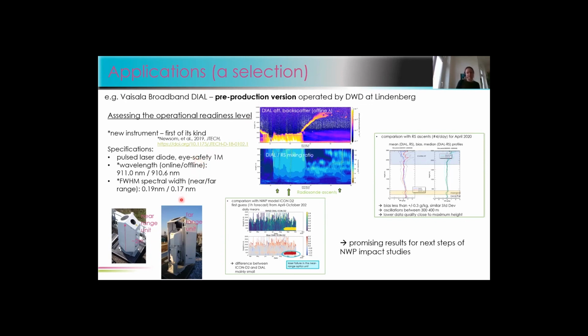So from the technical point of view, it's really easy to mount, and there's less to maintain. It's fully automatic running, and it shows really promising results in several senses, like it captures, for example, subgrid scale meteorological phenomena. It shows a really good comparison against radiosonde data for water vapor mixing ratio. The bias is less than 0.3 gram per kilogram. And also compared to model output, it shows really promising results that the data can be used for next steps, for example, for NWP impact studies.